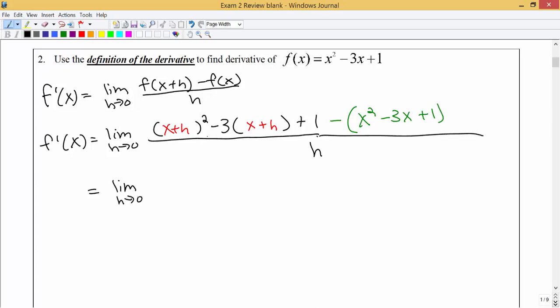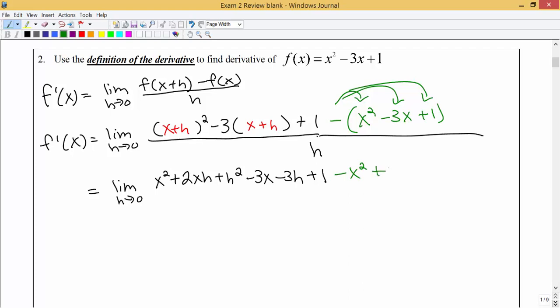We're going to square x plus h, and x plus h squared would be x squared plus 2xh plus h squared. Distribute our negative 3, so that's negative 3x minus 3h. Bring down the plus 1. Then we're going to distribute the negative into the parentheses for f of x, so that's minus x squared plus 3x minus 1. And of course all of this is still divided by h.